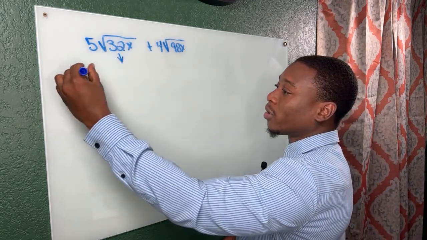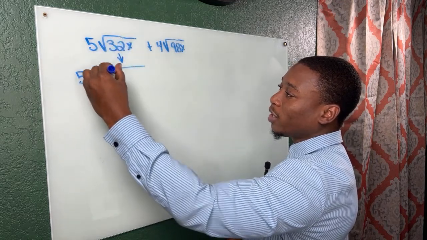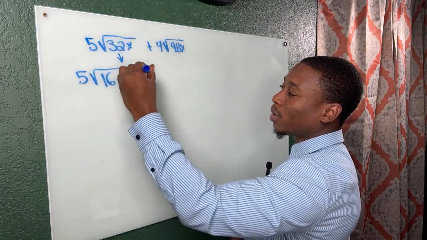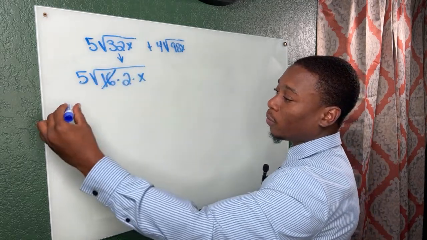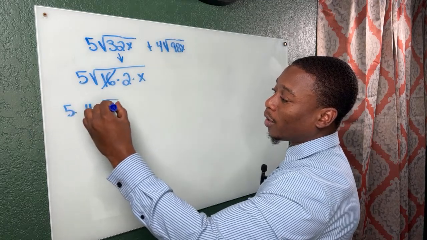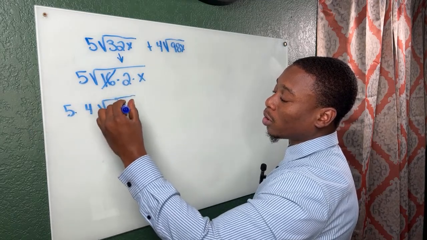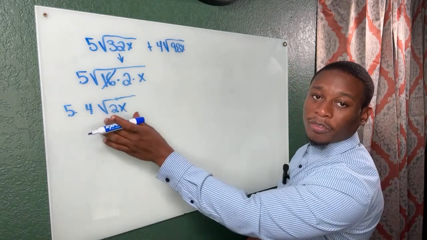So the numbers, nothing changes. When we talk about 32, we're going to have 16 times 2 times radical x. Perfect square 16 comes out. So we have 5 multiplied by 4 multiplied by 2 multiplied by radical 2x, right? We know we can't simplify that.